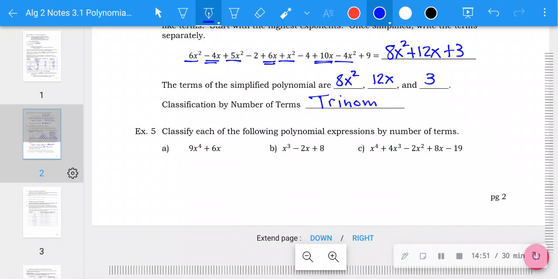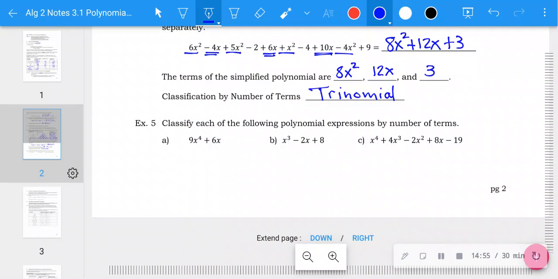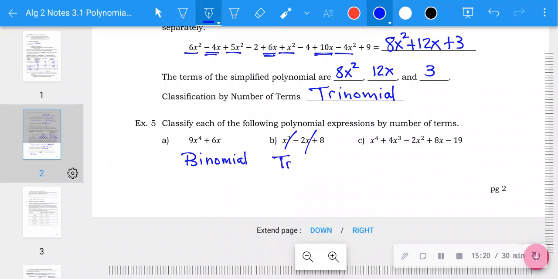And to finish out page 2 here, I'm just going to classify these three down here. There's two terms here, and you got to look and see if they can be combined. These can't, so this one is a binomial. The next one has three terms. I've separated them here. That's a trinomial.